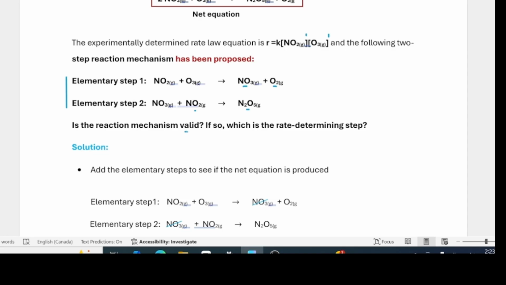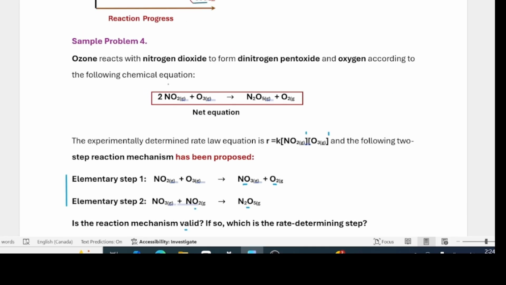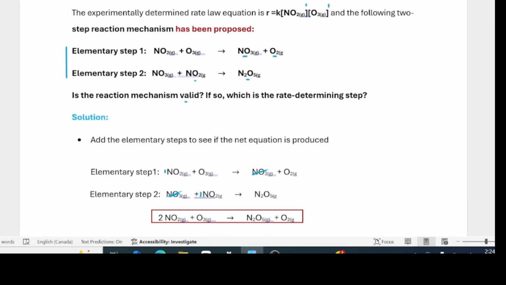Look to see if all three criteria are fulfilled. Number one, we see whether or not the addition of the elementary steps produces the net equation. This here seems to be a reaction intermediate. You have a nitrogen dioxide here, one here, another one here, and you have an ozone there. Bring them down, bring them down. You get one of this here and one of that. Let's see if this is the same as the net equation. Exactly. As far as that is concerned, it is valid.